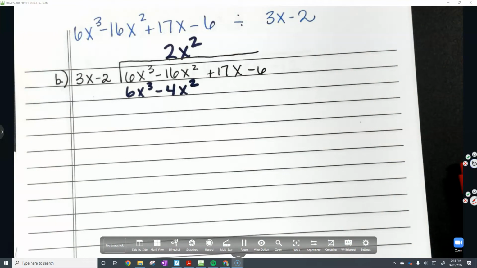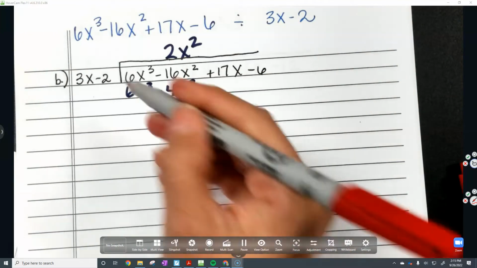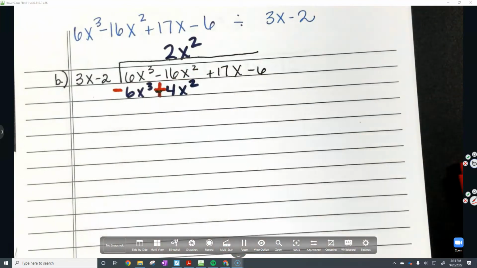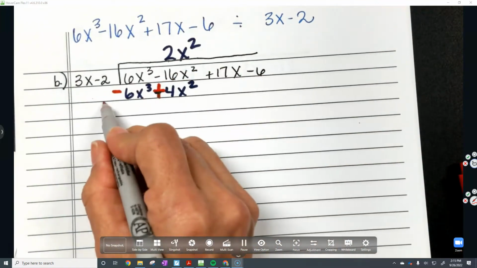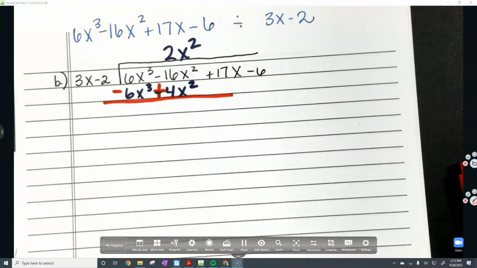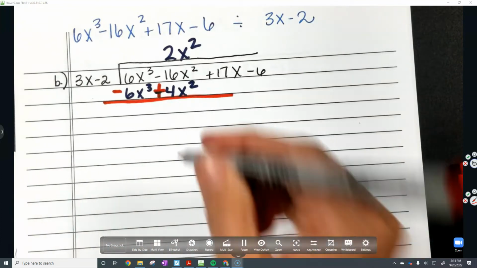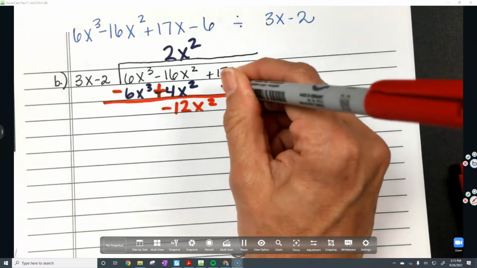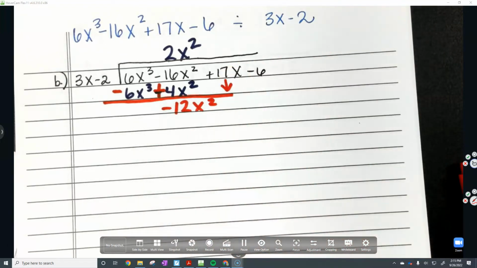And, guys, change those signs. Change those signs. So this is negative, this is positive. Combine straight down. So we are going to have a negative 12x squared. Don't forget to bring down that linear term, right? Plus 17x next to that.